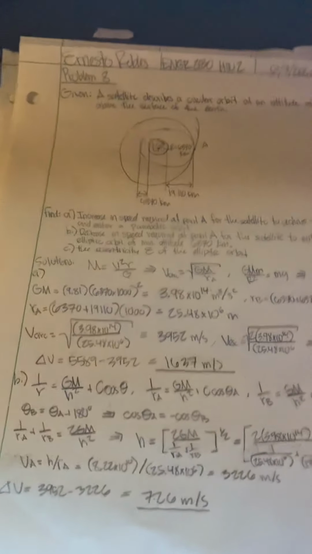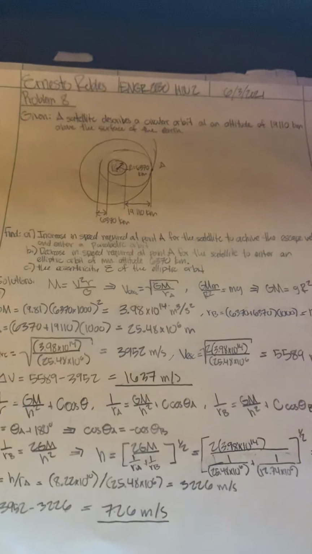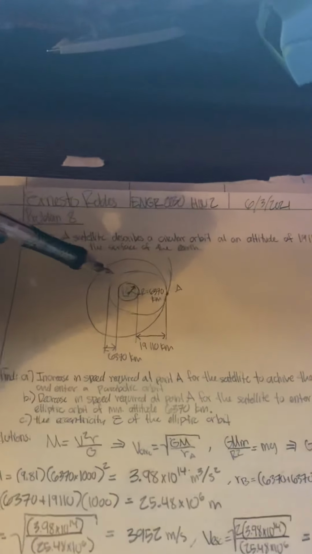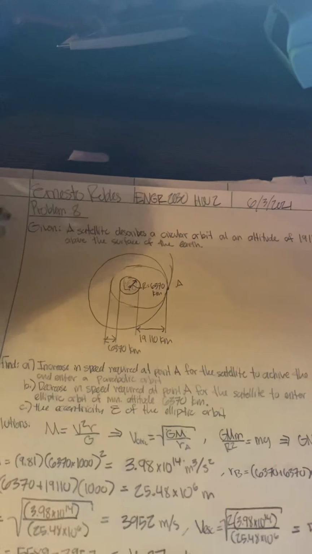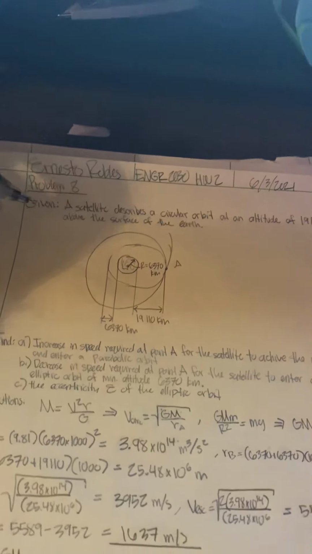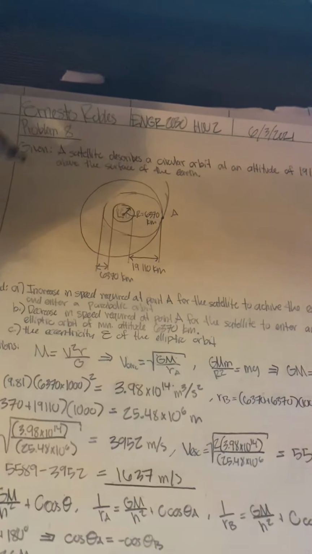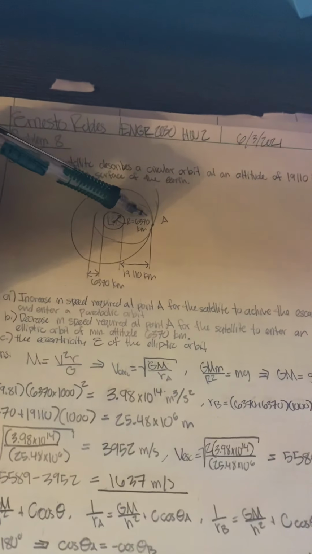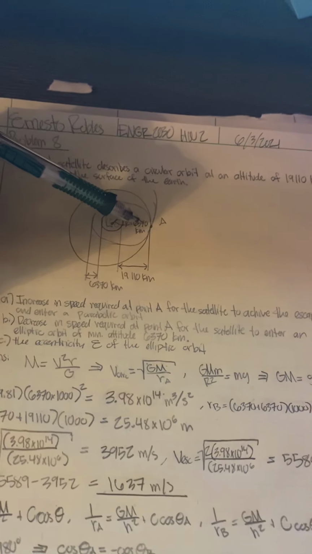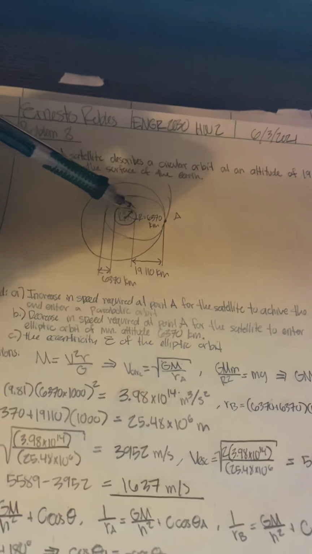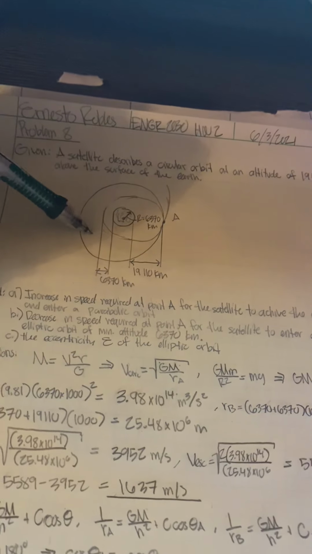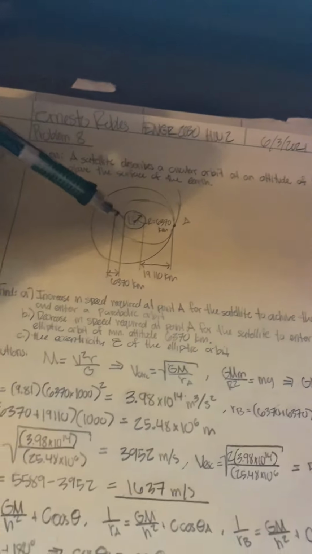So problem 8, this one's the one that gave me the most trouble. We're given this figure right here, and it wants us to solve for 3 things. It wants us to determine the increase in speed that's required at point A for the satellite to achieve the escape velocity and enter a parabolic orbit. So it's this out here, so it's passing this right here.